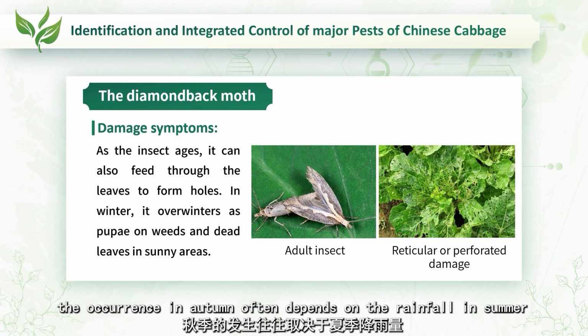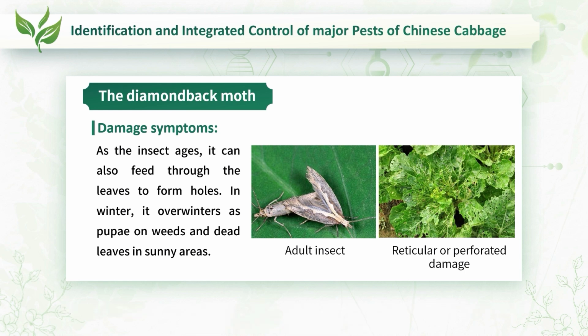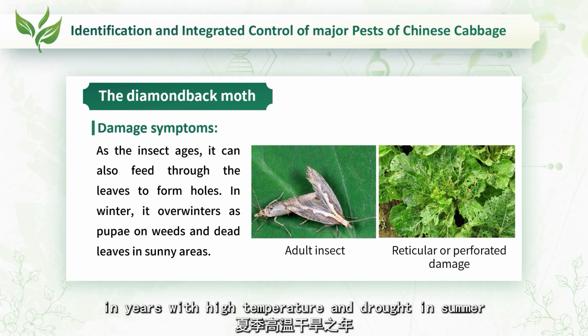The occurrence in autumn often depends on the rainfall in summer. There are more occurrences in years with high temperature and drought in summer.